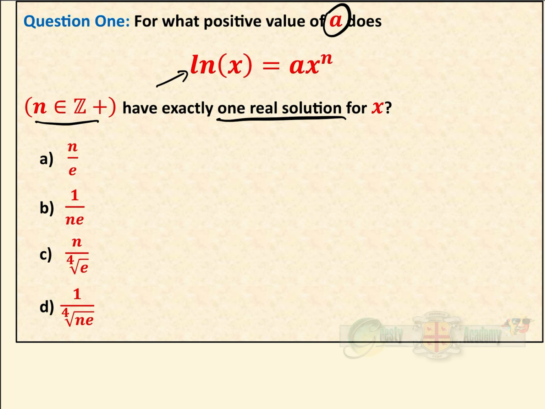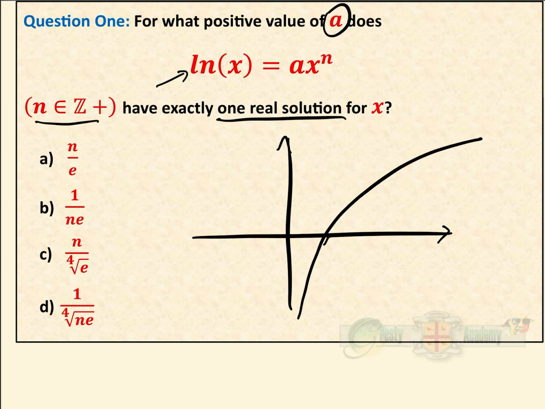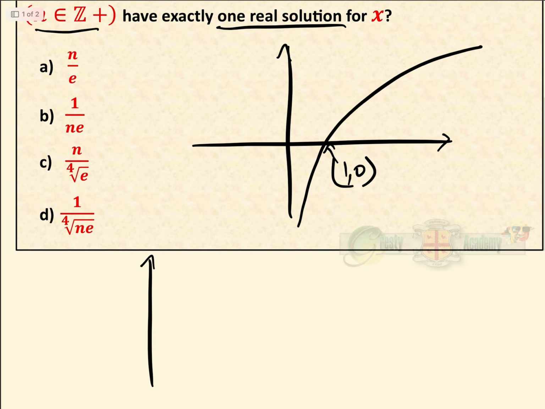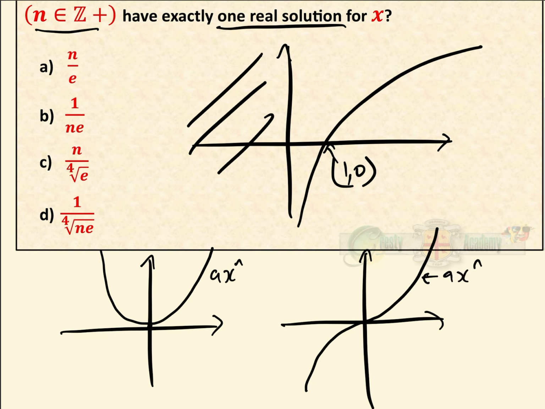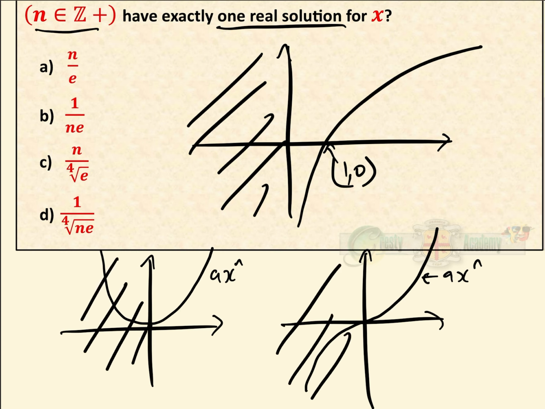So let's have a look at what the graphs look like. Log x is like this. There's log x, and here's the point (1, 0). Now ax to the n: if n is even, it looks like this, on the origin. If n is odd, it looks something like that. But either way, because log x is not defined for negative x, we can ignore the negative x here, and ax to the n, whether it's even or odd, looks pretty much exactly the same, something along the lines of that.